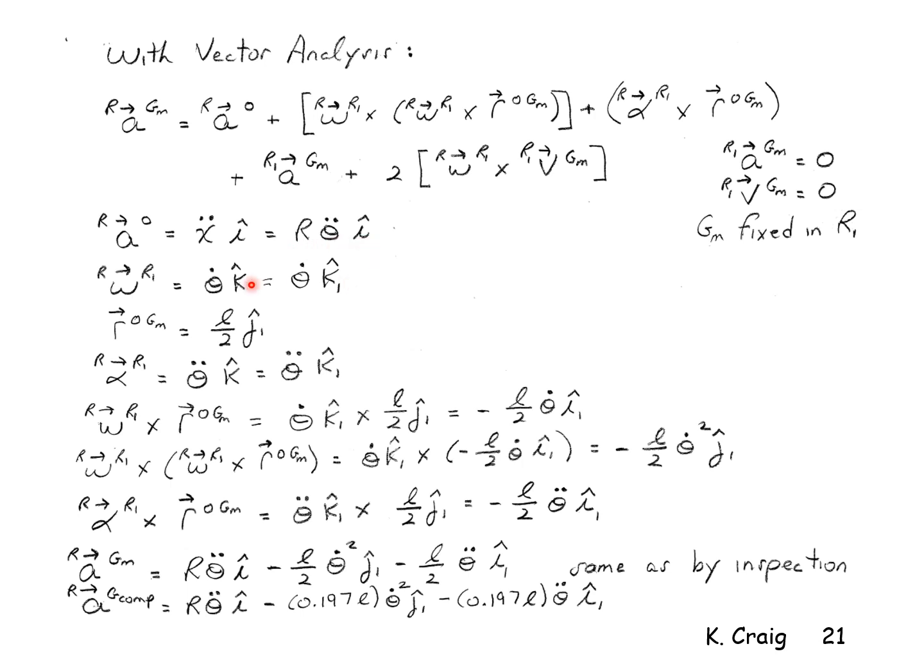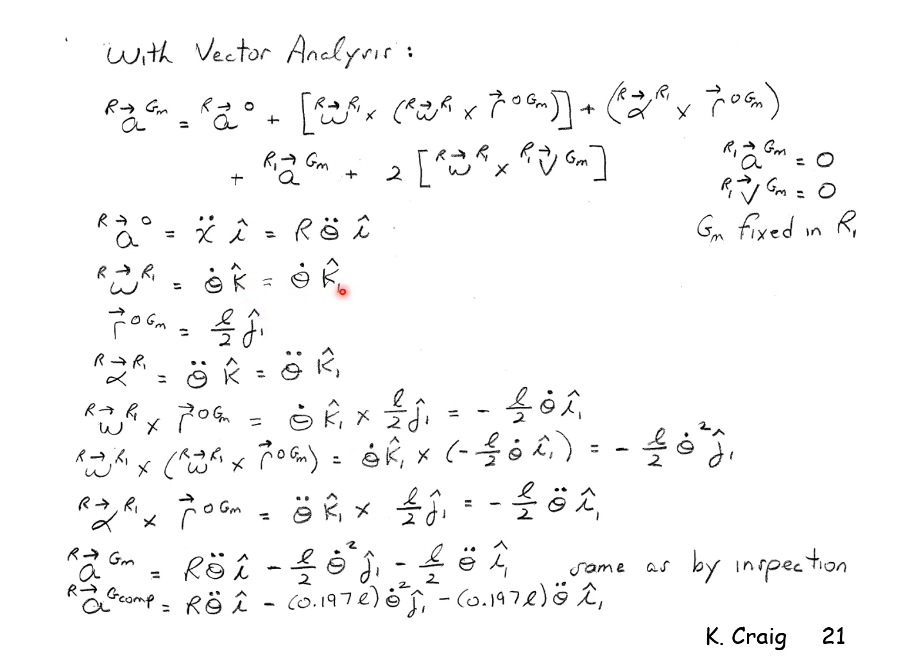The angular velocity of R1 in R, its simple angular velocity, is just theta dot, and it's equal to k hat. It's in the positive z-axis, or theta dot k1 hat. The position vector from O to Gm, the mass center of the bar, is L over 2 J1 hat. So it's permissible to mix unit vectors, but when you take cross products, the unit vectors all have to be in the same reference frame.